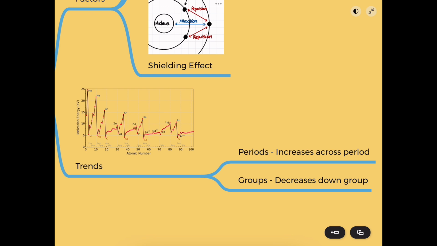In the case of groups, as the number of energy levels increases as we progress down a group, the number of shells increases, increasing both distance and shielding effect more than the increase of nuclear charge can catch up for, meaning that there is a decreasing trend for ionization energy down a group.